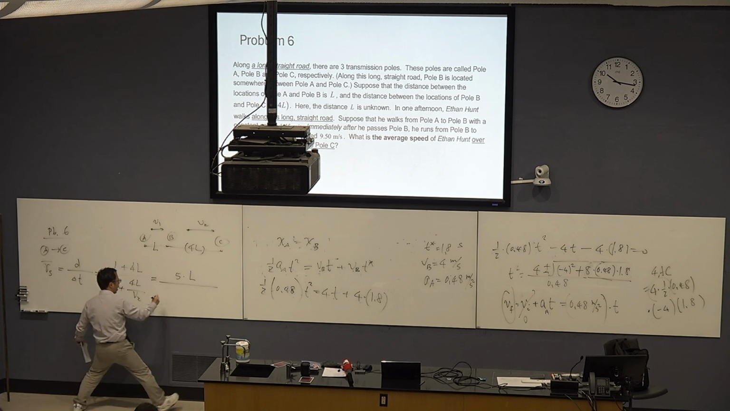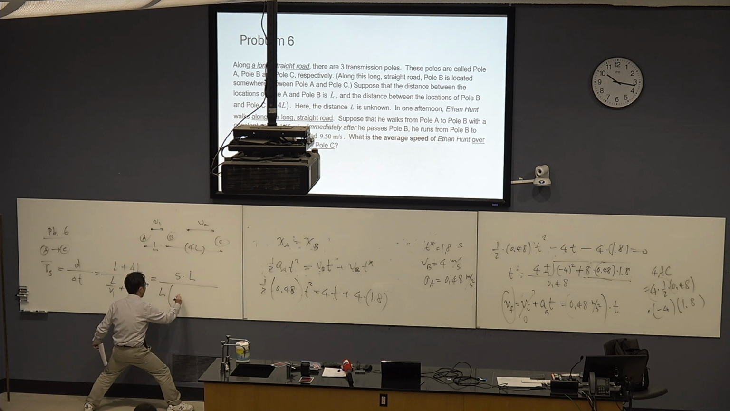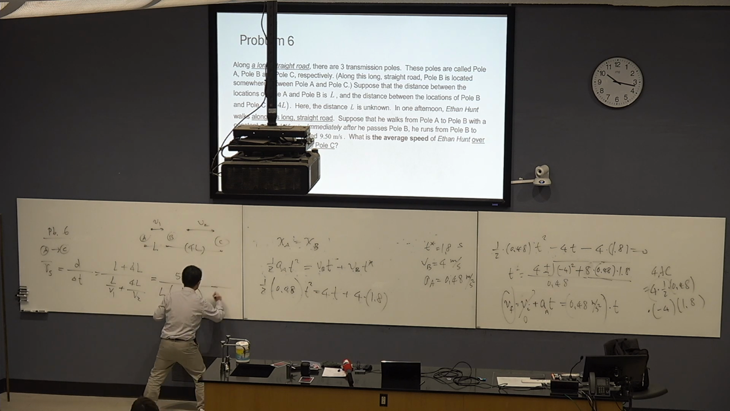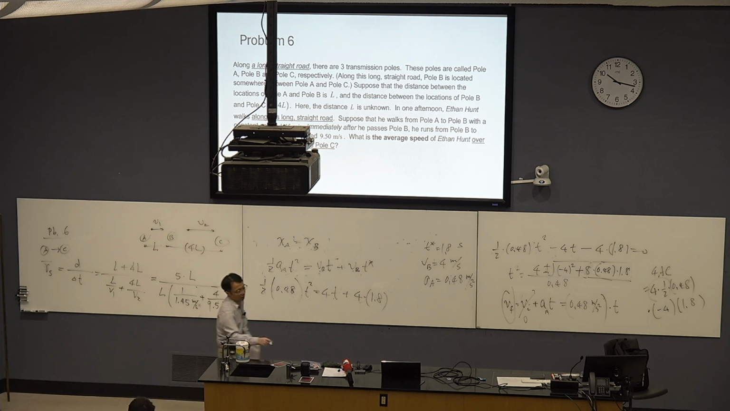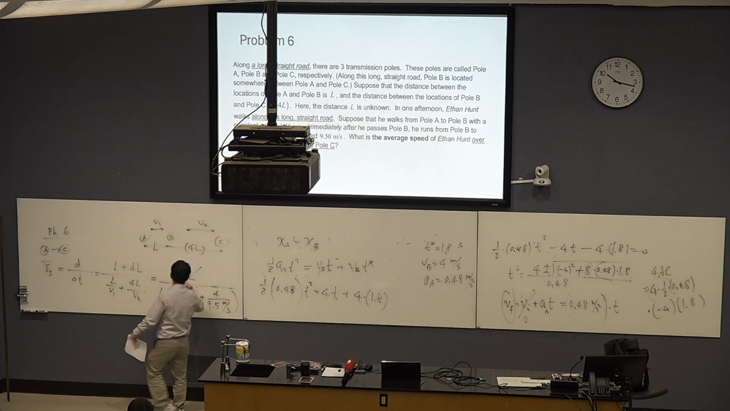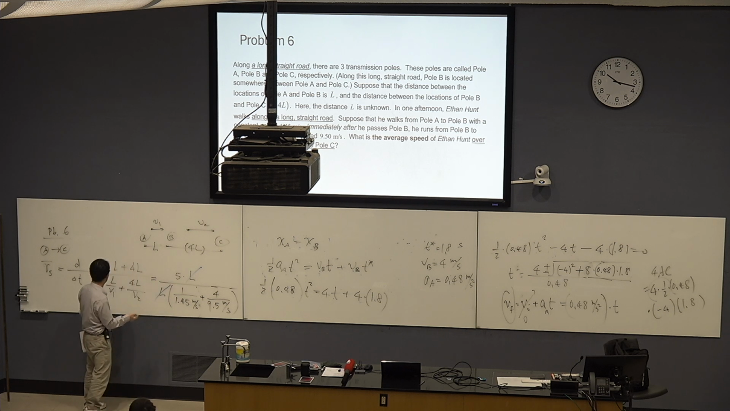But here you can extract the common L, and here you have 1 divided by 1.45 meter per second, right? Plus 4 divided by 9.5 meter per second, right? Something like this. And then you will see that L got canceled out, right? L got canceled with each other. So the rest you can compute, then you will be able to get the correct answer here.